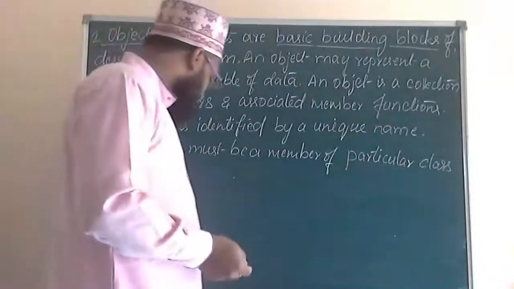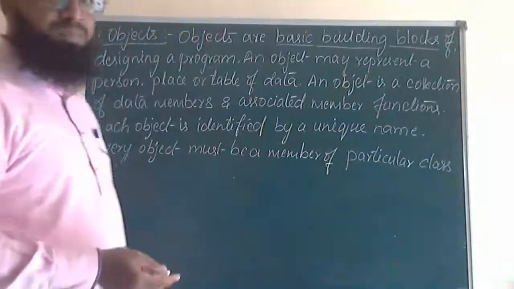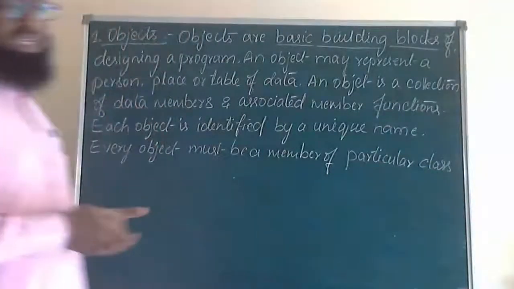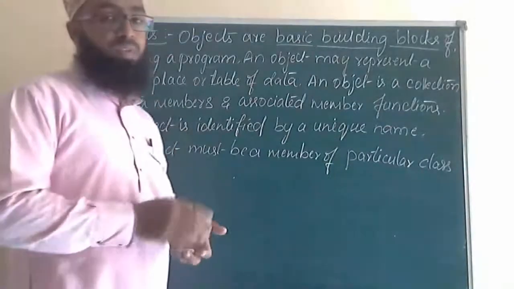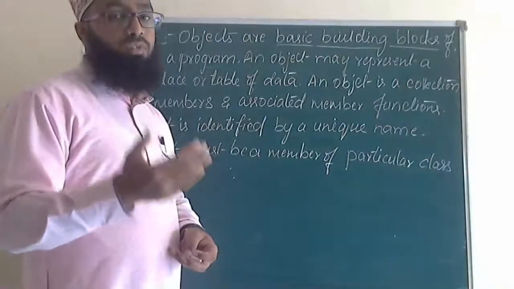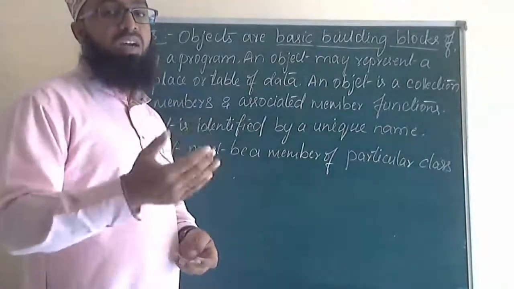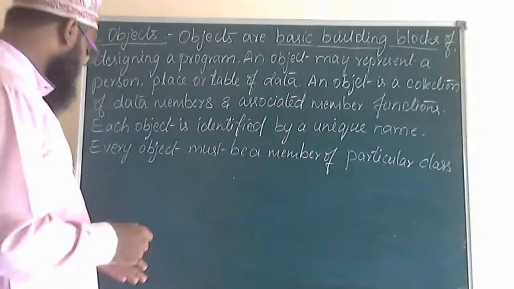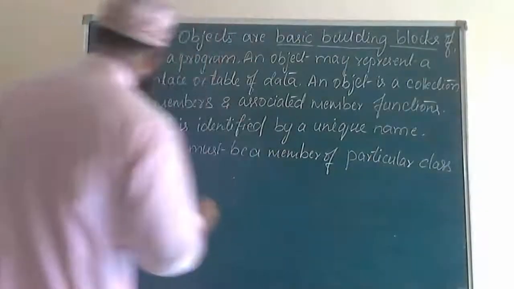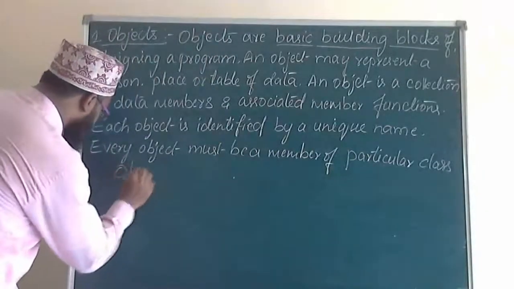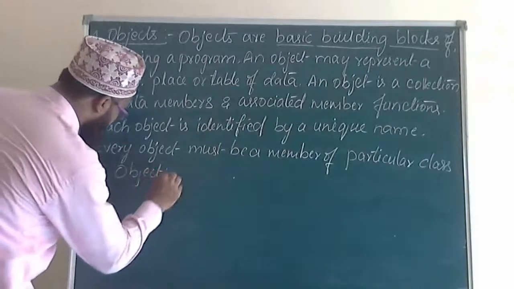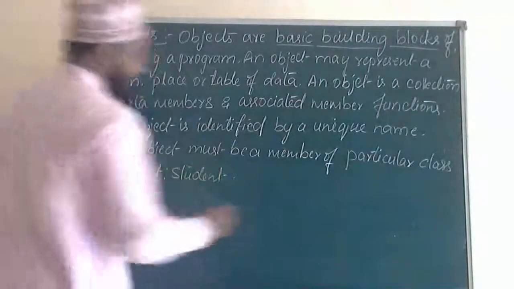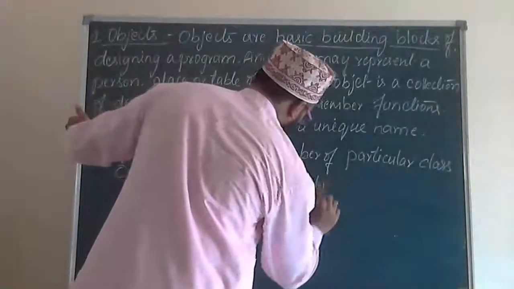Come, now I will write a small sketch regarding the object. I will take two examples. One is the object of a student and another one is the object of a teacher or the lecturer. First take object student. Then object teacher.